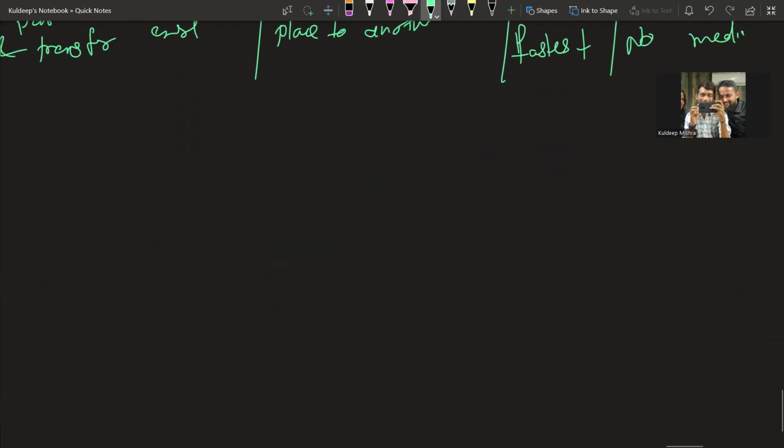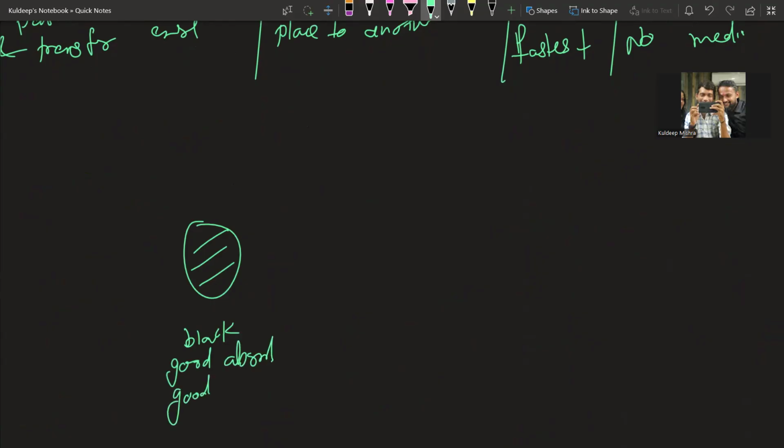Okay. Also remember, if it's a black object, it is a good absorber and hence a good emitter also. People get confused, but what absorbs well is also a good emitter. But if it is a shiny white object, it's a bad absorber and hence also a bad emitter.